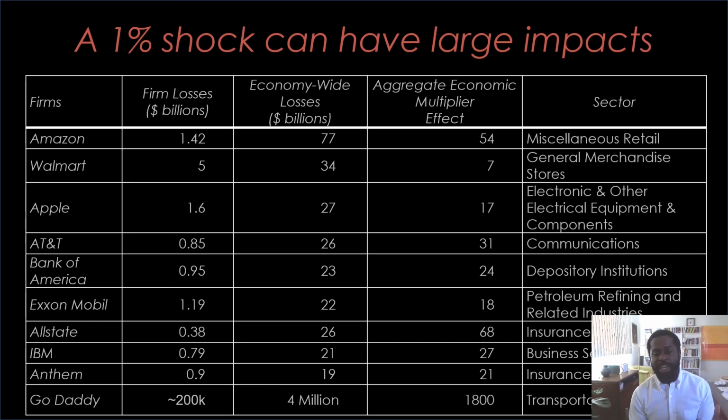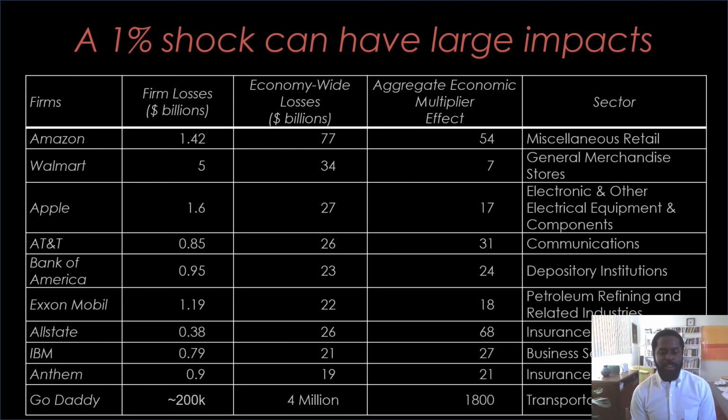So in this case, where there was some outage that led to a 1% shock on Amazon, then that would result in $1.5 billion in losses to Amazon and $77 billion to the overall economy, and in an aggregate economic multiplier of 54 times.